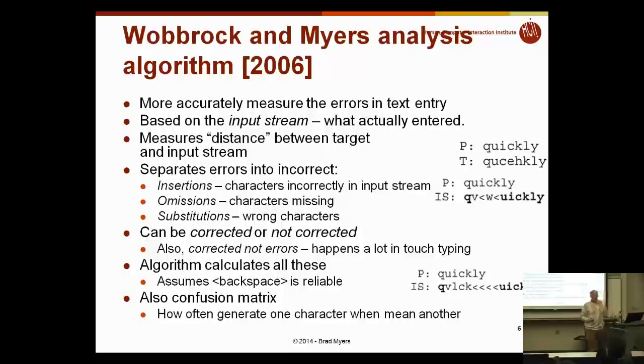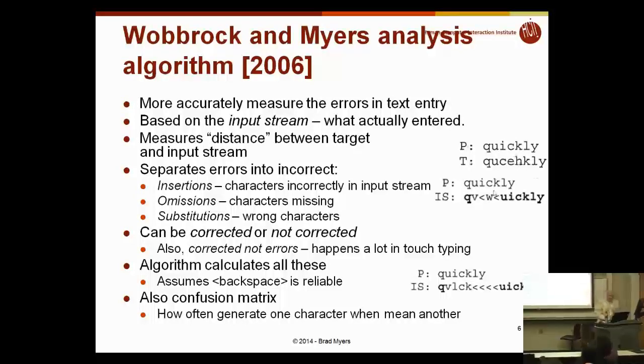So we came up with this algorithm that tries to match up what's actually typed. So P is the presented or target. Well, P is presented and T is what people actually type. So this is obviously an uncorrected error, so this is an error in the result.